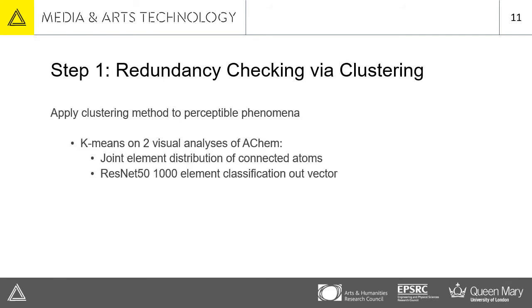The molecular graphs and lattice images are then analysed for their visual characteristics. This is done in 2 ways. One is to calculate the distribution of connected atomic elements. This distribution summarises the look of the chemistry, since bonded atoms are closer together and each atom has a colour corresponding to its element. Secondly, the lattice images are fed into ResNet 50 and the 1,000 element classification vector is stored. This was deemed an appropriate way of analysing the images of the chemistries because ResNet 50 is trained to classify images.